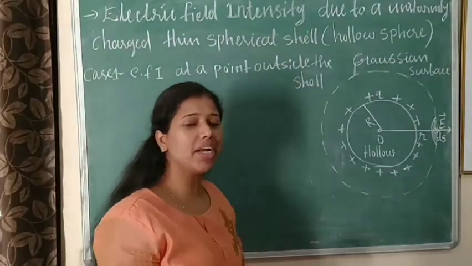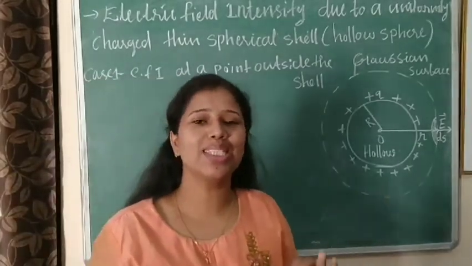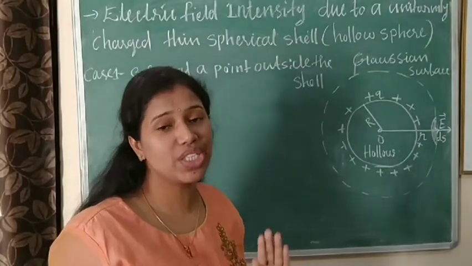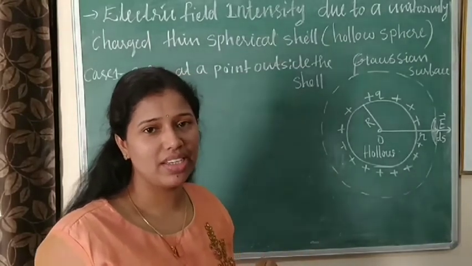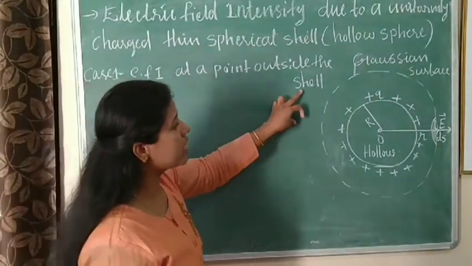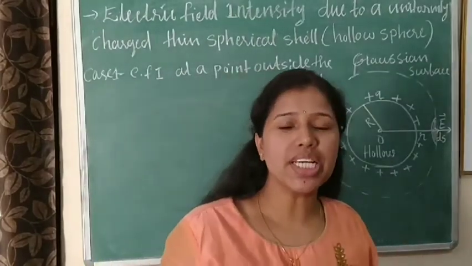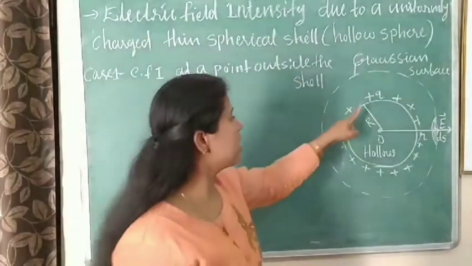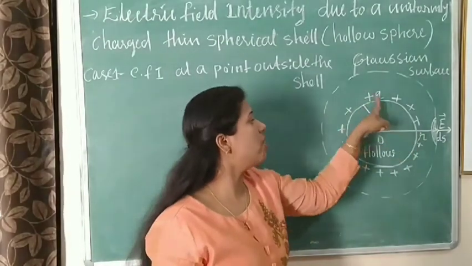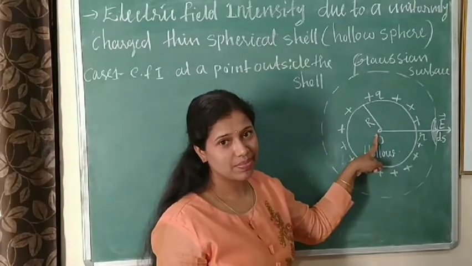Next one, electric field intensity at a point inside the shell. Third case, electric field intensity on the surface of the shell. Then first case, electric field intensity at a point outside the shell. Consider a positive charge plus q distributed over the surface of radius capital R.